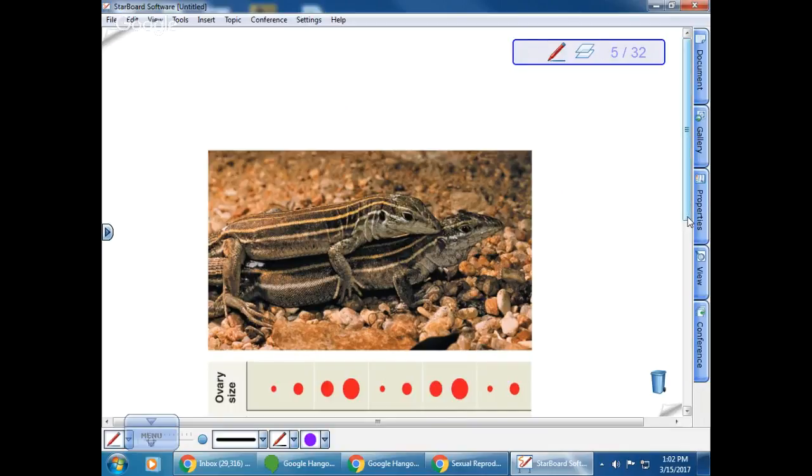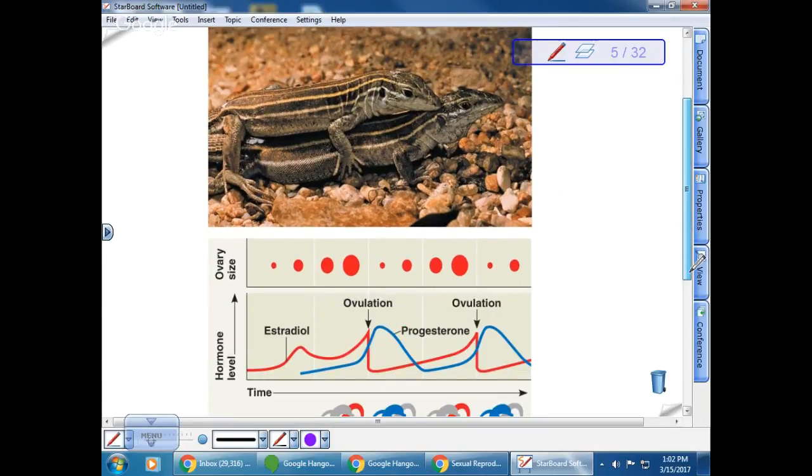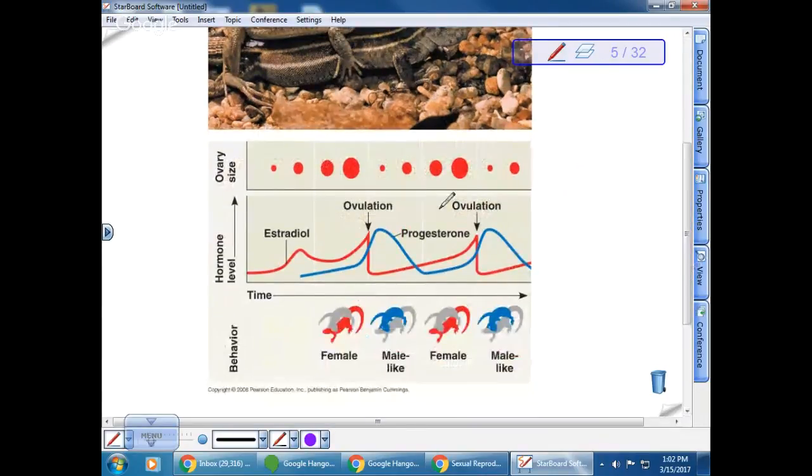And so the way that they behave depends upon where they are in their reproductive cycle and where their hormones are. So if estrogen is really low right here, then let's see, what are they showing here? They're showing the red. So this would be a female that is getting ready to ovulate, right? So that individual acts like a female. After she ovulates, she acts like a male, right?